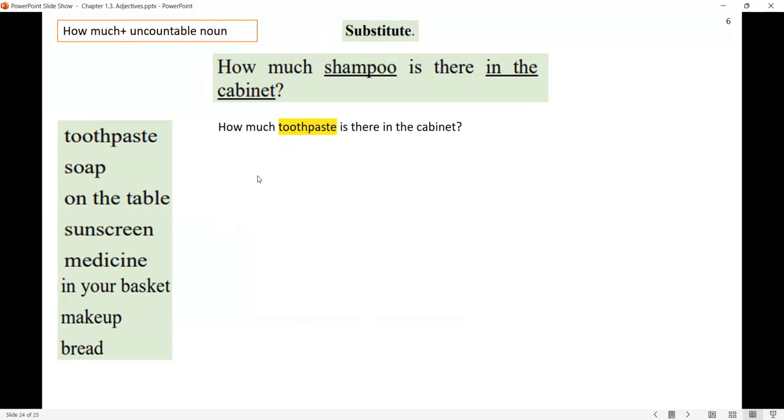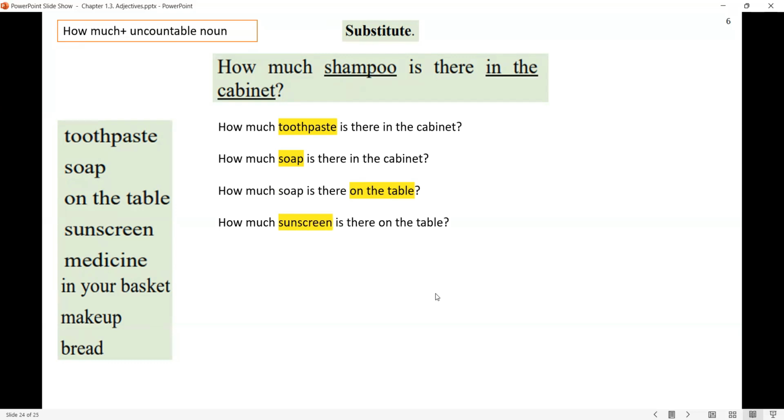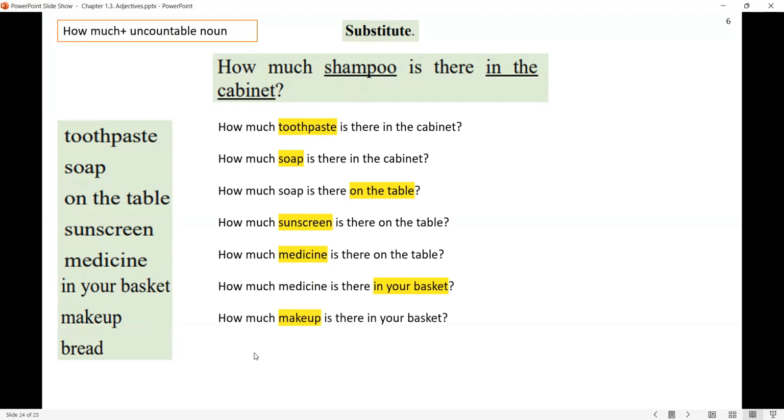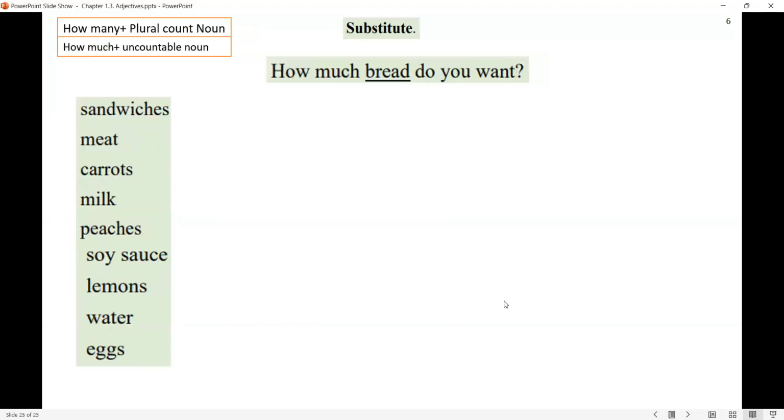Soap. How much soap is there in the cabinet? On the table. How much soap is there on the table? Sunscreen. How much sunscreen is there on the table? Medicine. How much medicine is there on the table? In your basket. How much medicine is there in your basket? Makeup. How much makeup is there in your basket? Bread. How much bread is there in your basket?